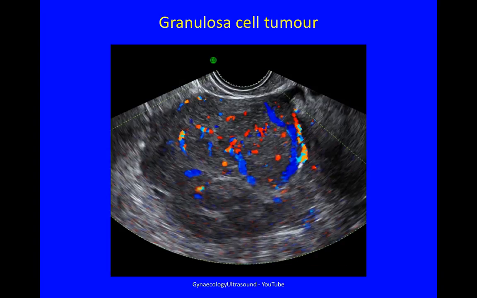This lesion is solid, and it is irregular because the outline of this mass is irregular. And it is strong vascularity, a colour score of 4. Irregular solid with strong vascularity.